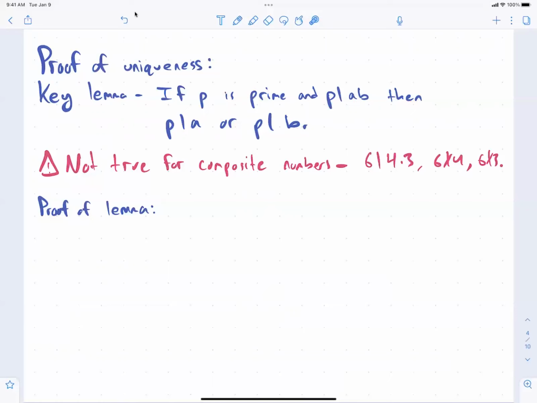So for example, 6 divides 12, which is 4 times 3, but 6 definitely does not divide 4 and does not divide 3. And in fact, for any composite number, you can always produce this kind of example where it divides A times B, but not A or B. So this is really something special about prime numbers. Okay, and so how do we prove this?